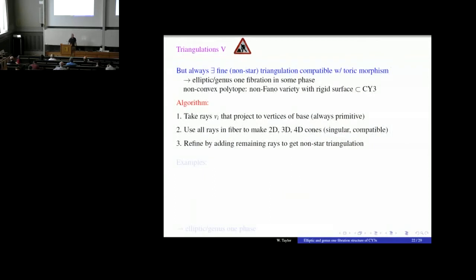The algorithm is we just take all the rays of the 4-dimensional polytope that project to vertices of the base. These are always primitive. And then we use those rays to make the 2D, 3D, and 4D cones with the rays. So we use the rays in the fiber to combine with that. That gives us a nice convex polytope, and then we refine it by adding the remaining rays to get a complete fan. And we always have something then which can be a toric variety where a hypersurface will have an anti-canonical class with some base locus, but which will be a good toric morphism.